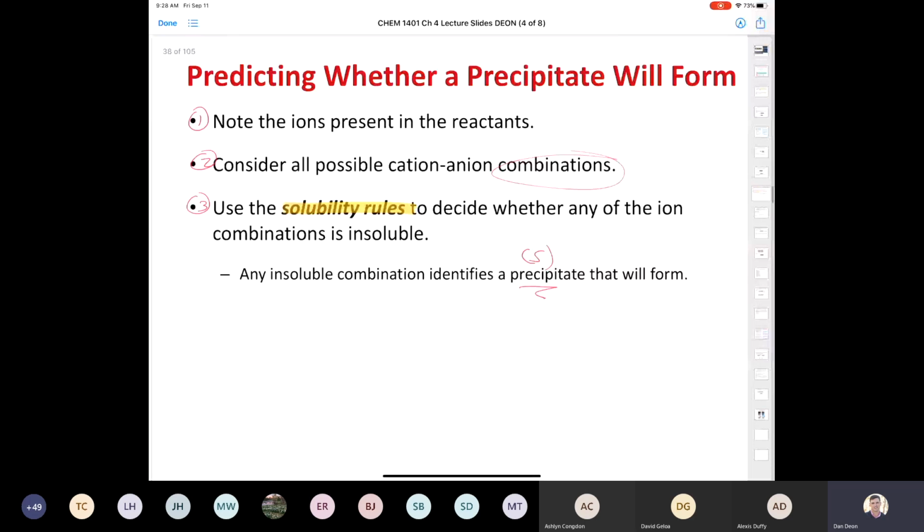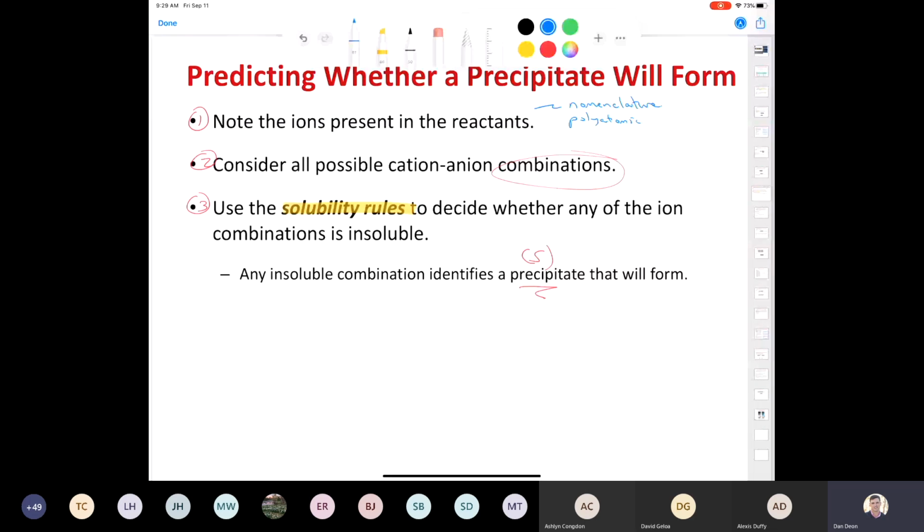And I just want to talk about how do we predict when we're going to get a precipitate. Well, the first thing you're going to do is look at all the ions that are present in the reactants. In order to be able to do that, you've got to know your nomenclature frontwards and backwards, and you have to know your polyatomic ions, okay? So we could even pencil that in here. You need to know nomenclature very well, and you need to know your polyatomic ions, of course, to master your nomenclature skills.